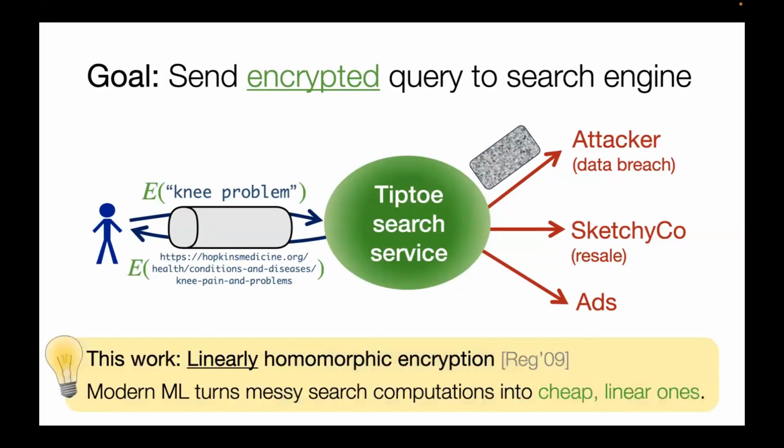And so in this work, we take a different approach of instead only relying on lightweight, linearly homomorphic encryption. This is made possible with the observation that we can actually use modern machine learning techniques to turn messy text search computations into cheap linear ones. So really, we're going to use ML here to pull all of the complexity out of the cryptographic protocol and to build the right data structures that we can then just perform cheap linear operations over.